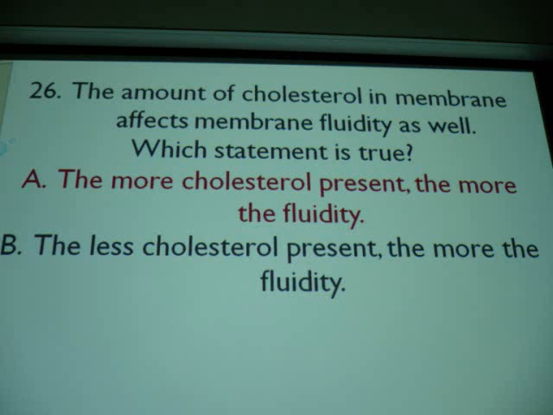Cholesterol is also important. Which one is true for cholesterol? Which one makes it more fluid? The more you have, the more rigid it is. So the less you have, the more fluid it is. The answer is Bravo. The less you have, because see, cholesterol straps it down. So the more you have, the more strapped down it is, and the more solid it is. The less you have, the less strapped down, and the more fluid it is. Exactly right.